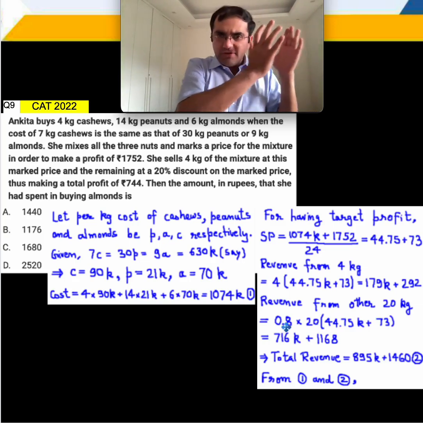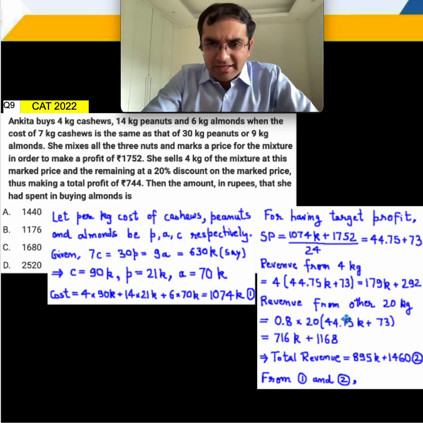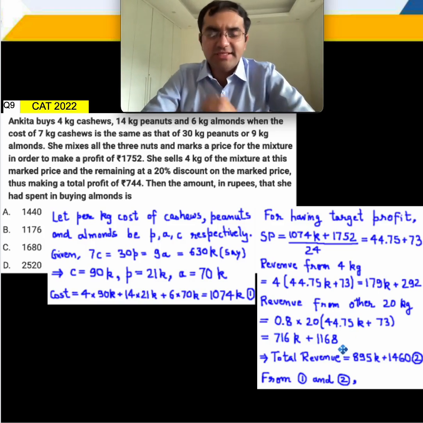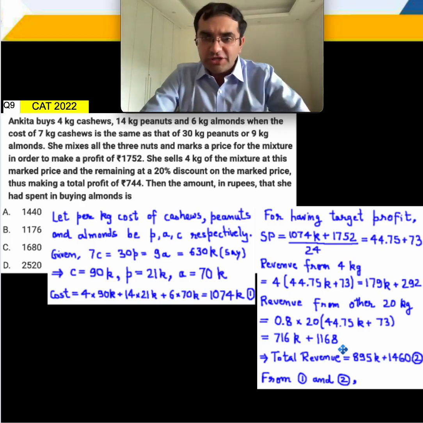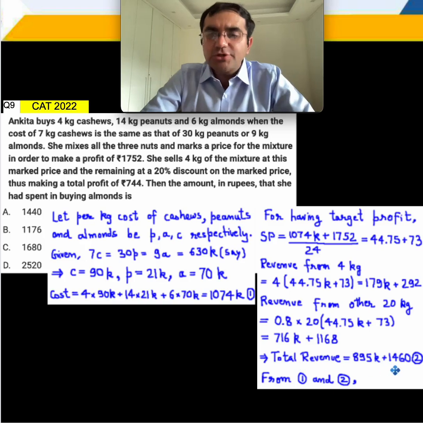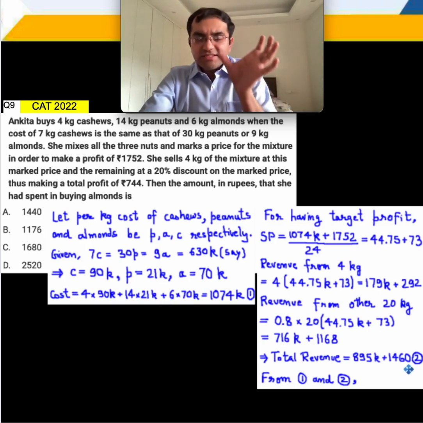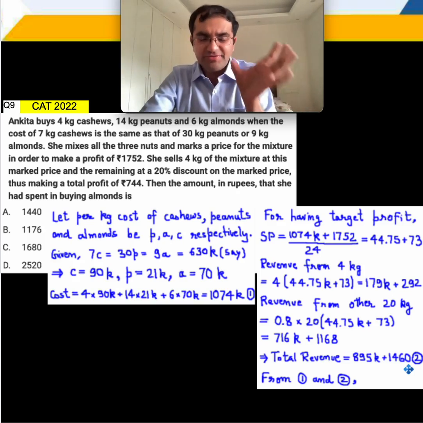So we have sold the 4 kg. Now we are selling the remaining 20 kg. Remaining 20 kg का ये price है and a 20% discount है. That is what you get, 716K plus 1168. Now what is the total revenue generated? 4 kg का ये रहा and 20 kg का ये रहा. Add both of these. This is the total revenue. 895K plus 1460. This is the total profit, sorry not profit, the sales generated, the revenue.